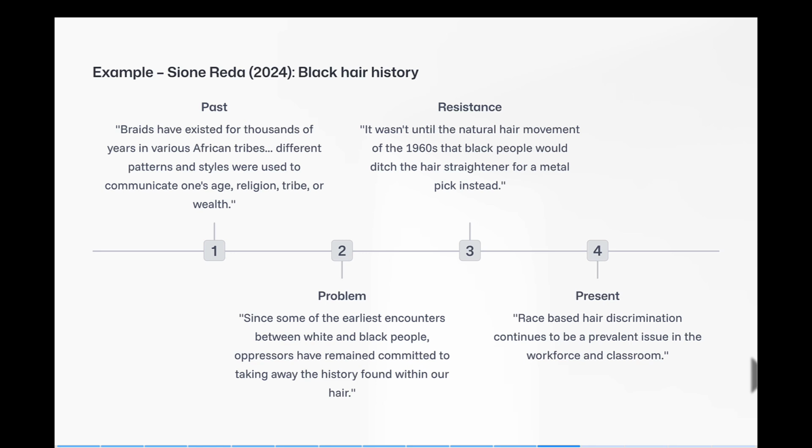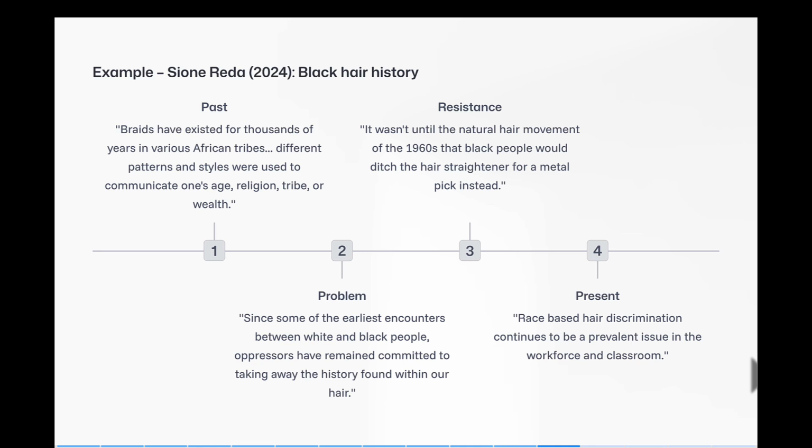This speech on Black hair history talked about how in the past, braids have existed for thousands of years in various African tribes. Different patterns and styles were used to communicate one's age, religion, tribe, or wealth. So kind of starting distant past. Then showed the problem. So since some of the earliest encounters between white and black people, oppressors have remained committed to taking away the history found within our hair. And so now the speaker had a whole aspect talking about the ways in which braids were not just swept under the rug, but actively oppressed. Many black people had to start straightening their hair, or they cut off their braids, et cetera, et cetera.